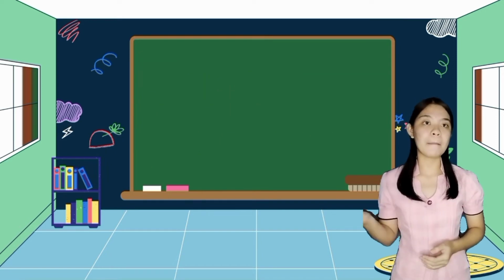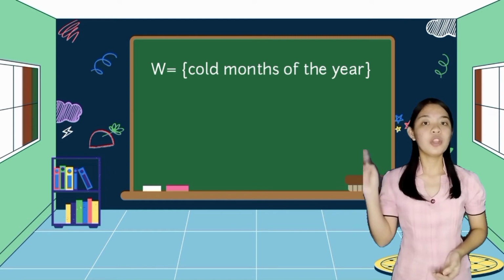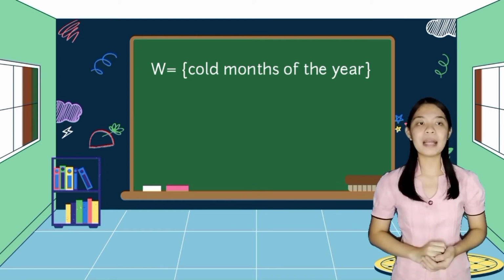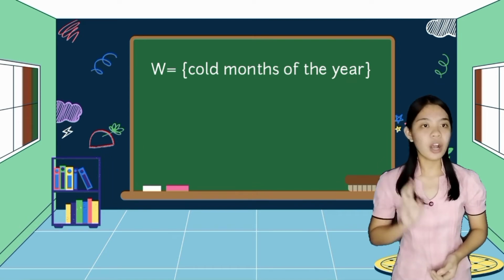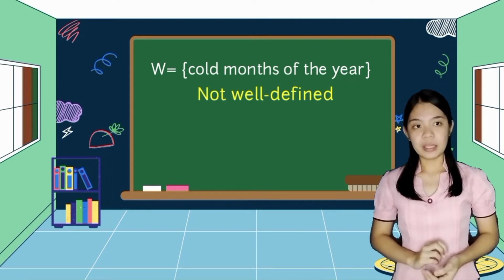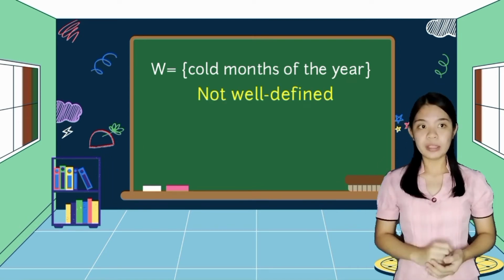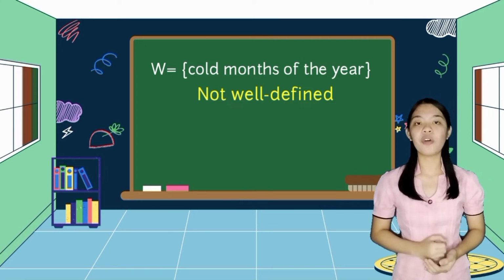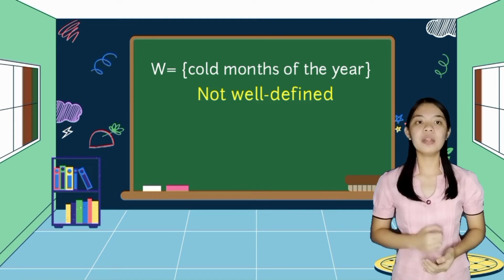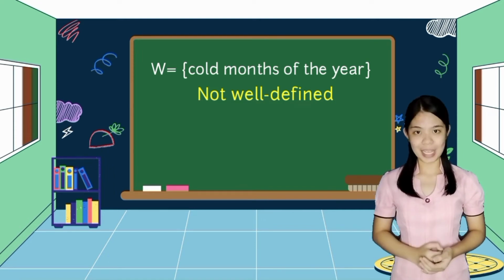For example number 1, we have W is equal to the cold months of the year. What is the meaning of this? Set W is not well defined. Yes, it is not well defined because we cannot say what the cold months of the year are, due to the different countries and the climate changes that are happening today.